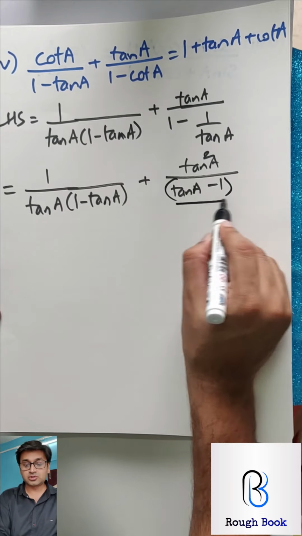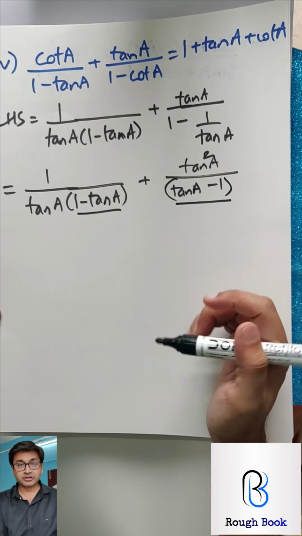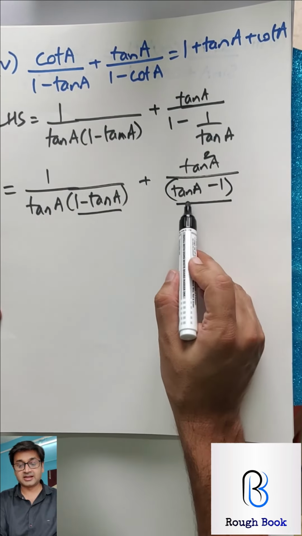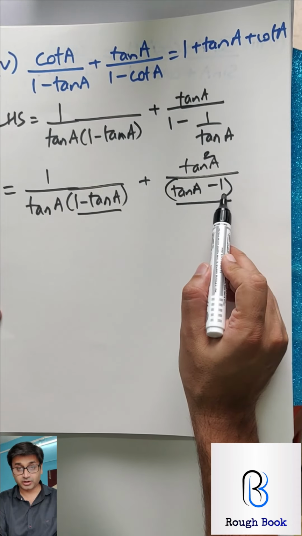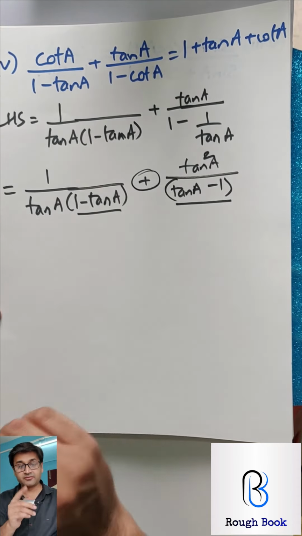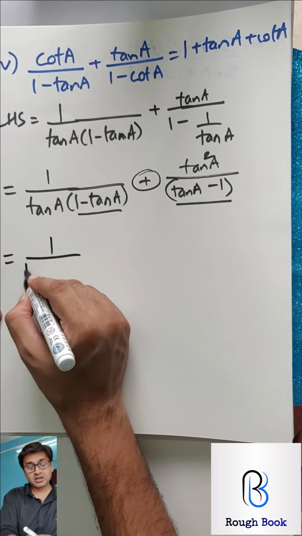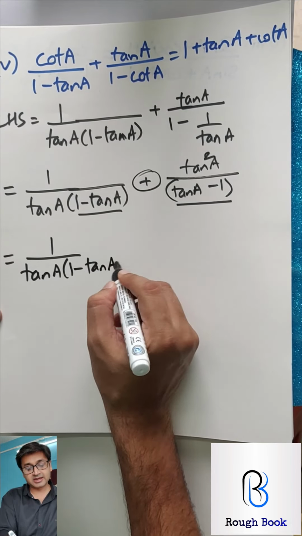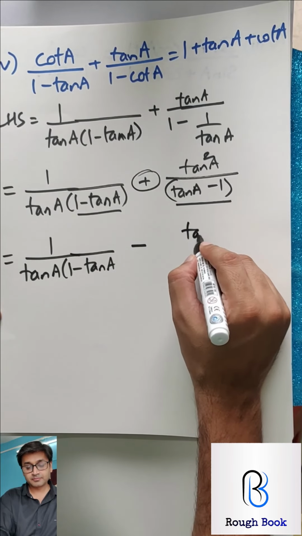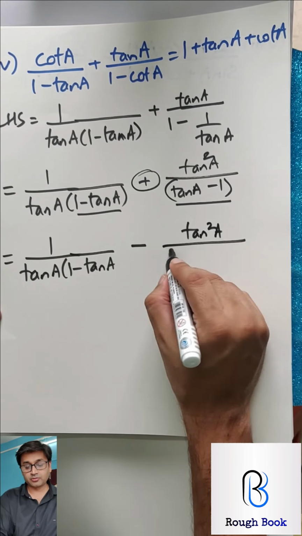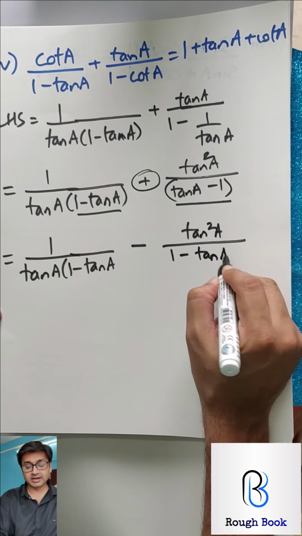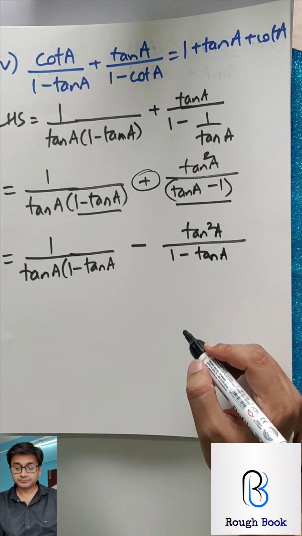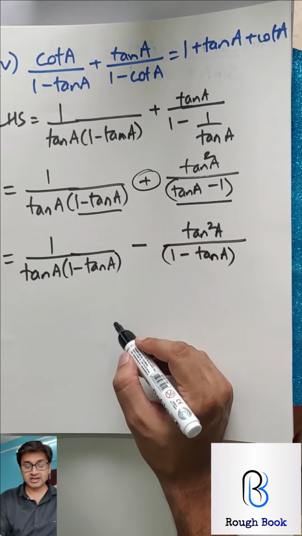Now if you look at these two parts, they are with opposite signs. 1 minus tan, minus 1. So to change this, what has to be done? Change this sign. We've done this type of sum before. So 1 upon tan A, 1 minus tan A, minus tan square upon 1 minus tan A. Are you with me till here? Perfect. Now let's take the LCM.